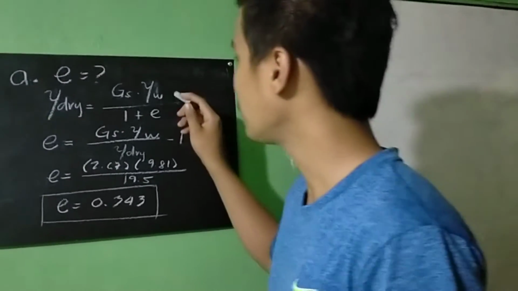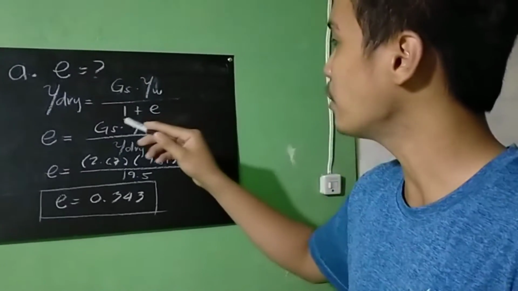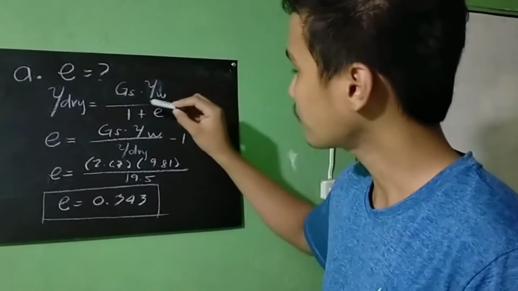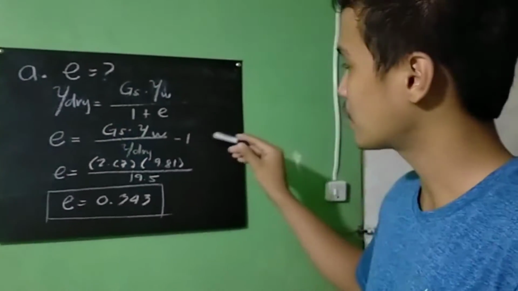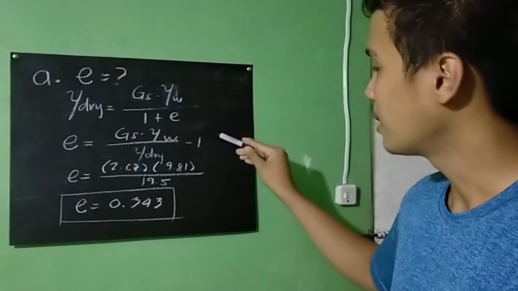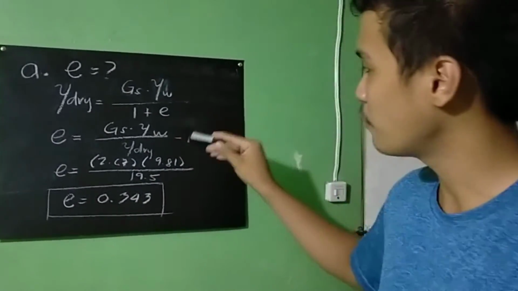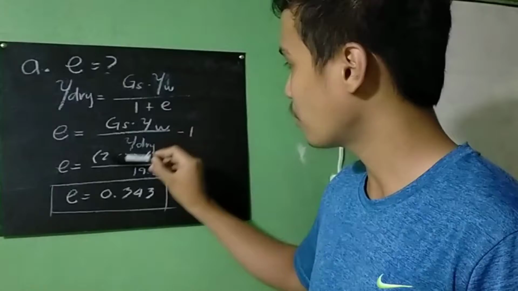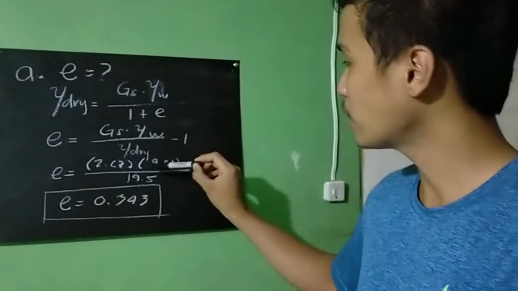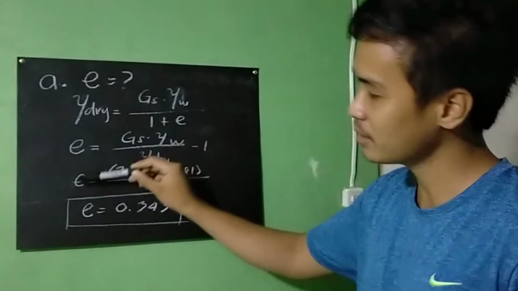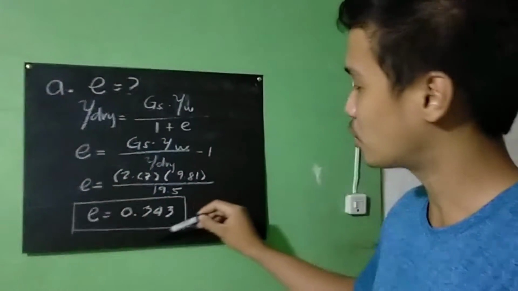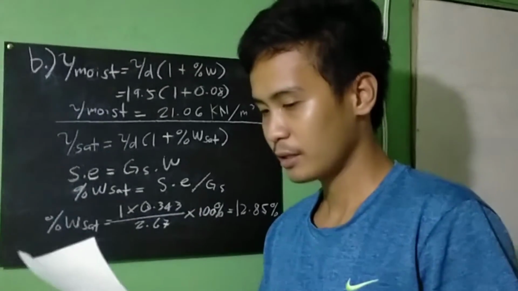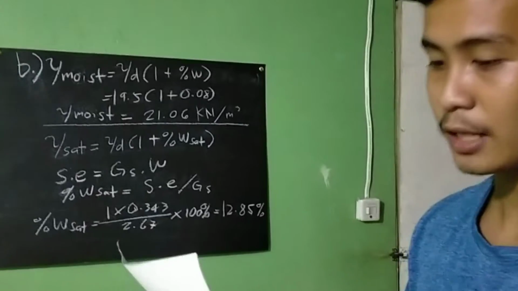In order to get the void ratio, we have to use the dry unit weight formula. Then change this into this, cross-multiplied in additive inverse, then we have come up with this formula. And then, substitute those given values. We have here the dry unit weight 19.5 and the specific gravity 2.67 times the water unit weight 9.81. Simplifying this, then we have found out that the value of void ratio is equal to 0.343.